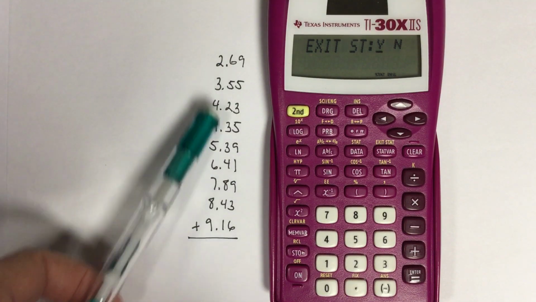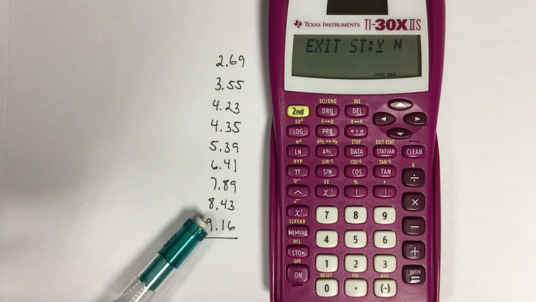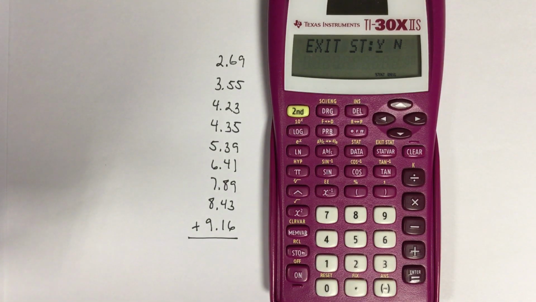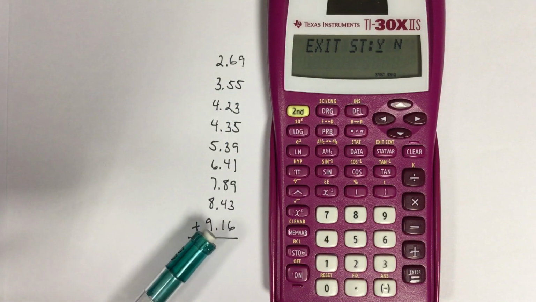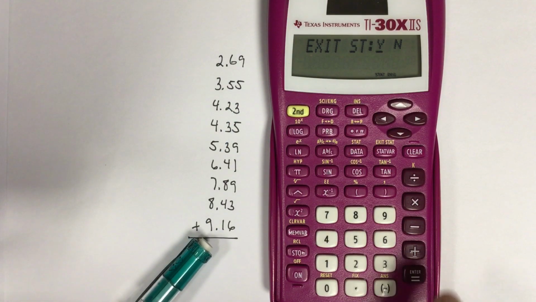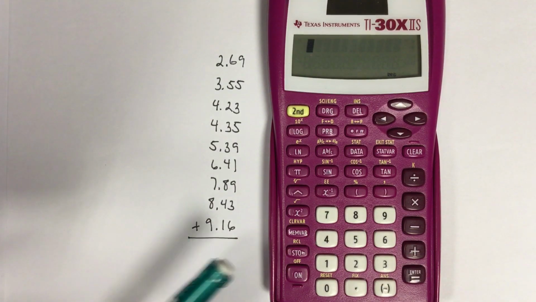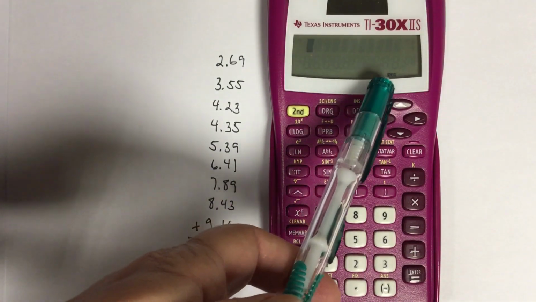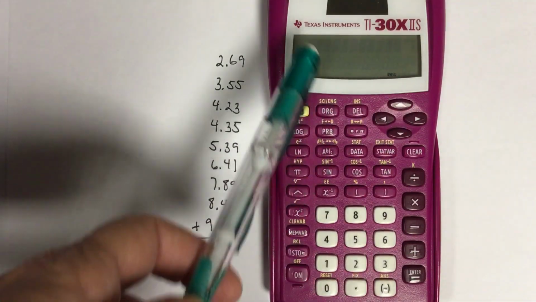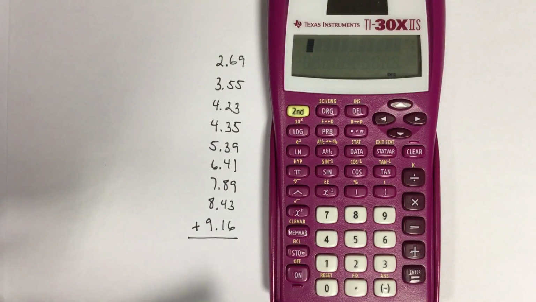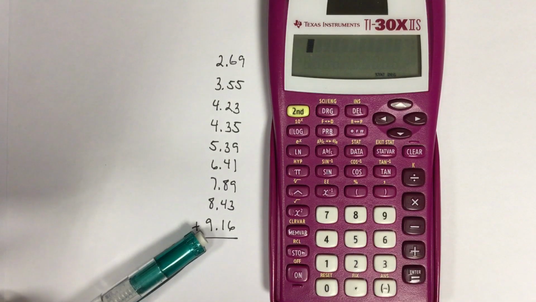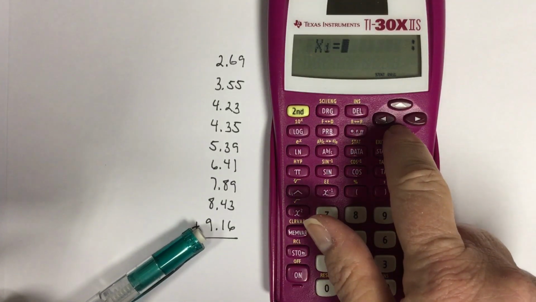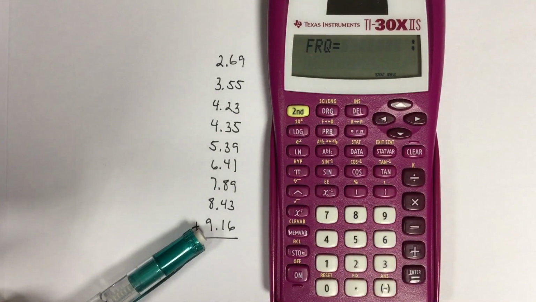So if you just want to change a value or two, then don't exit, because then you'll have to re-enter all of them. But if you're sure that you're finished with these data, then you can go ahead and exit stat mode. So I hit yes here. Notice the stat disappears from the bottom of the screen, and I can now go back to using the calculator as normal. And if I were to enter stat mode again and go back to the data list, it's empty. See, nothing in that data list now.